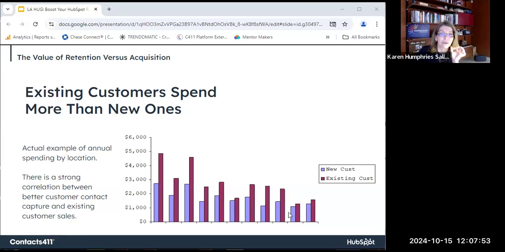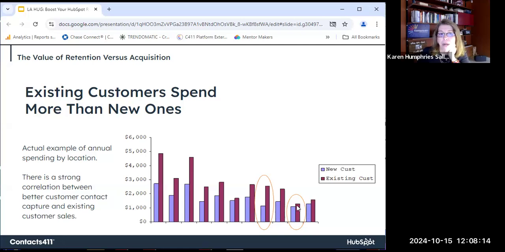But also, what is really important is there is a significant difference in existing customers. So I want to bring your attention to these two locations. Notice the new customer numbers are really similar. It's around $1,200, okay?